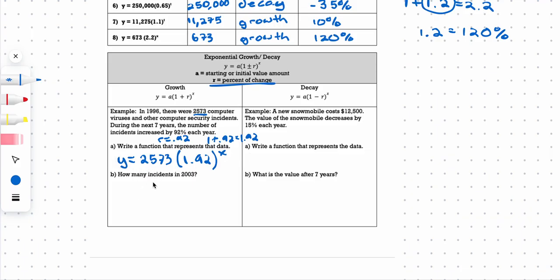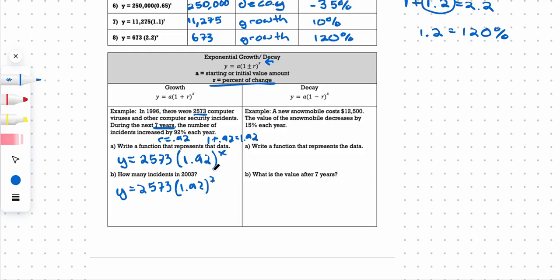Now, how many incidents happened in 2003? So 2003, if we subtract 2003 from 1996, we get 7 years. We're also given 7 years right here. So now 7 years is just going to be our x value. This x is just time, right? So we're going to plug that into our equation. We're going to say y equals 2,573 times 1.92 to the 7th.